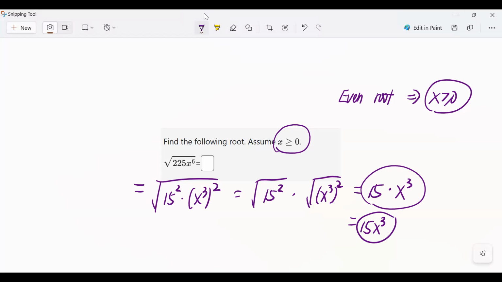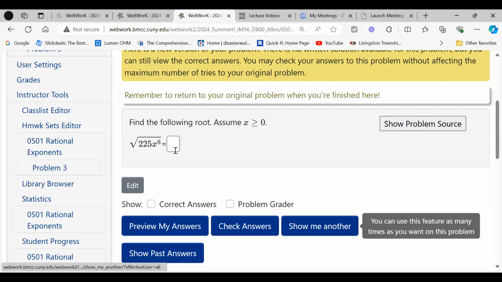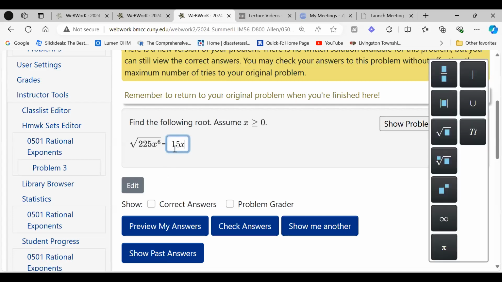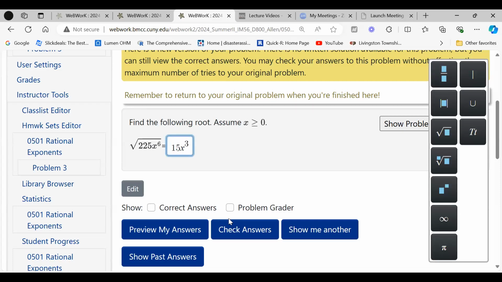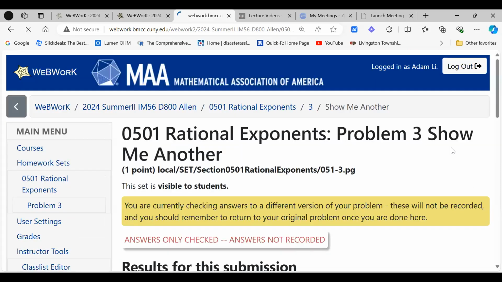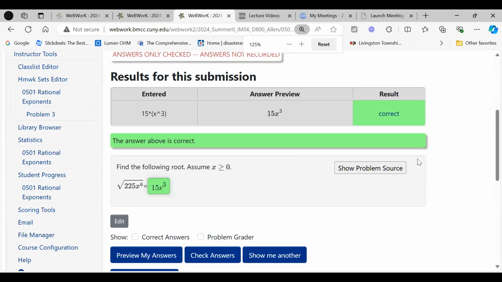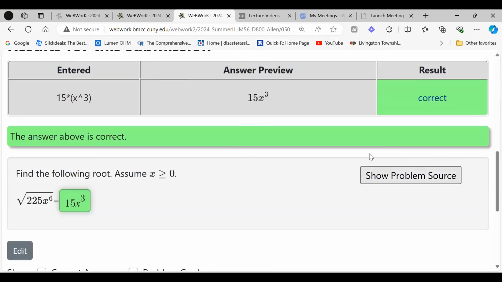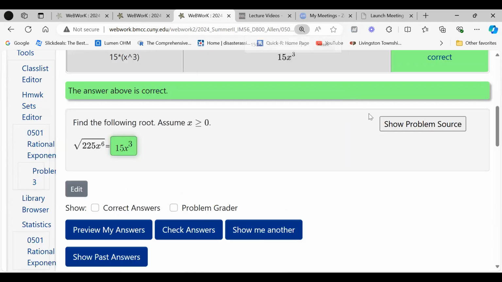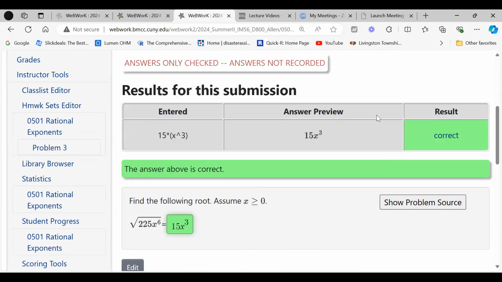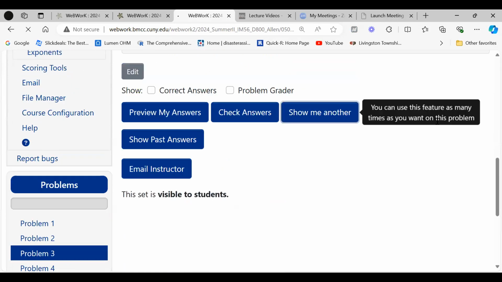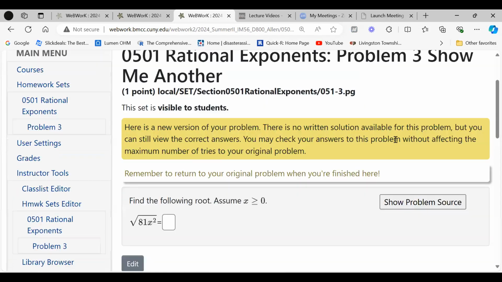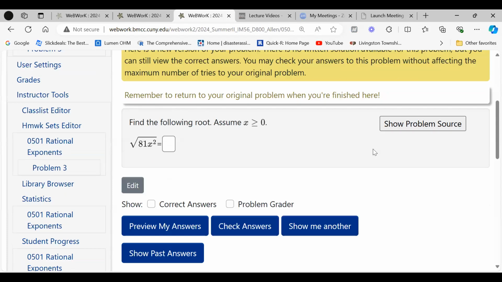Any question about this? All right, so it's 15x cubed. Check it. Yep, it's good. Okay, so I'm going to create a new one for you guys to try. Okay, you guys try this one.